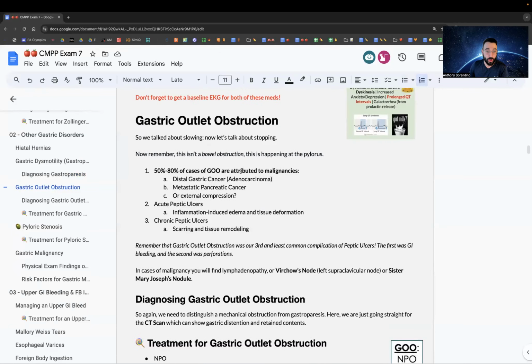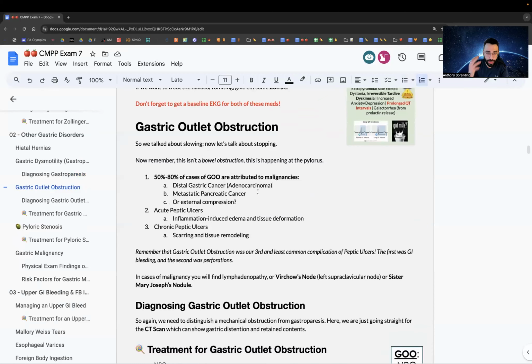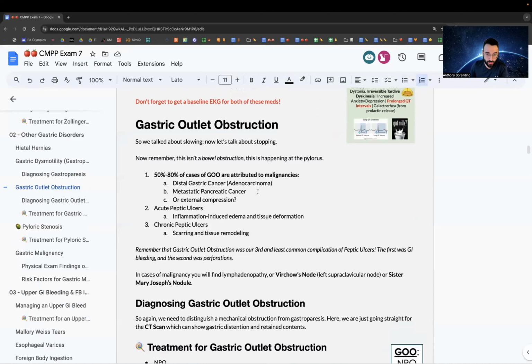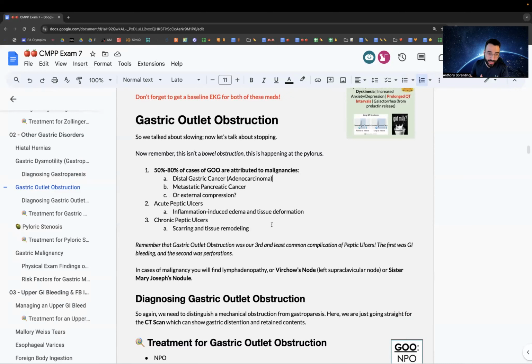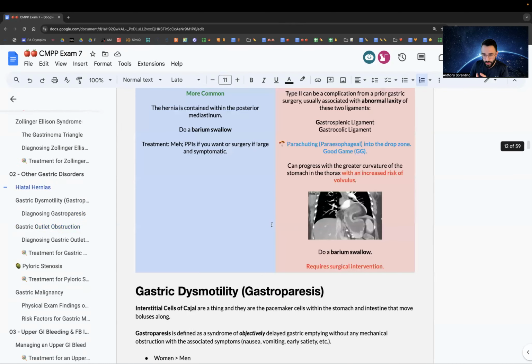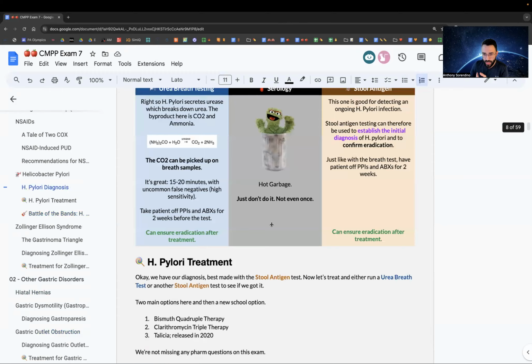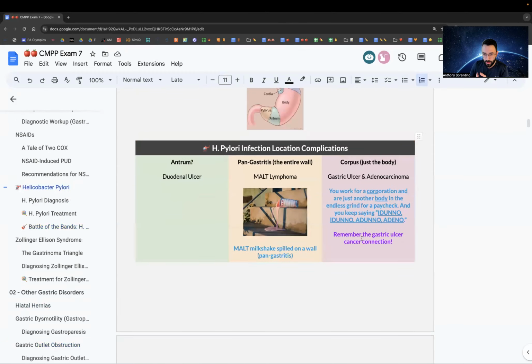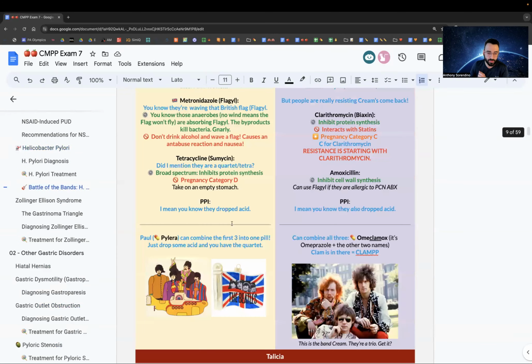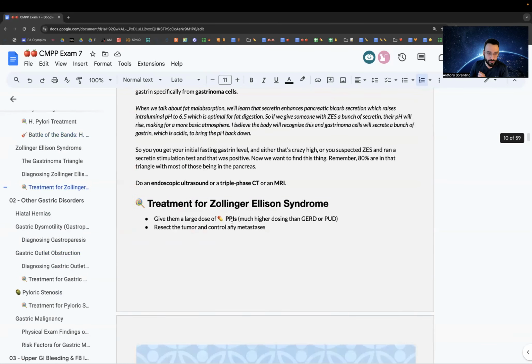Okay, so remember, this isn't a bowel obstruction. This is a pyloric gastric outlet obstruction, okay? 50 to 80% of these are attributed to malignancies. So either a distal gastric cancer, like an adenocarcinoma, and is that what we did talk about, adenocarcinomas? We did talk about them being more gastric ulcer, corpus, just the body, it's whatever.